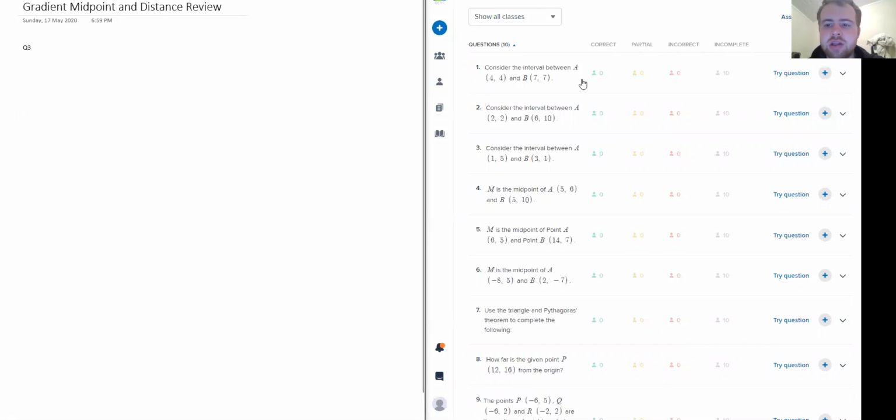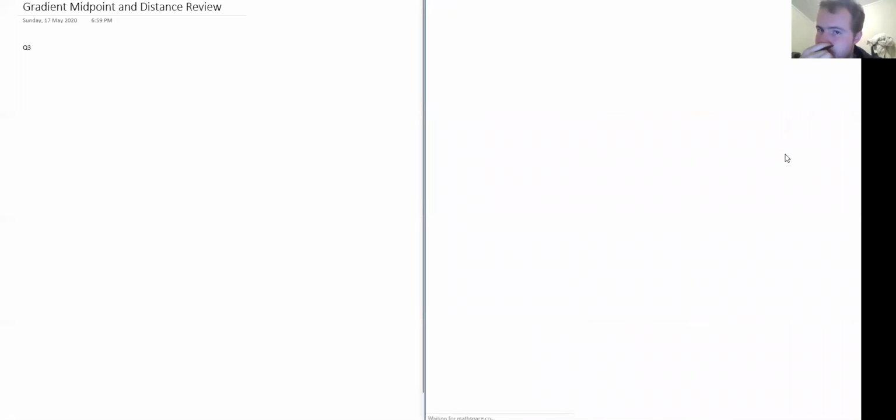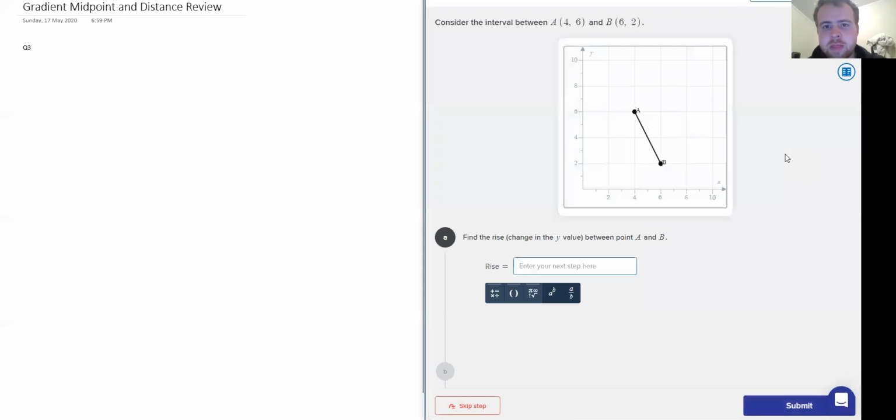So let's try this one here. We're calculating a gradient. Okay. So we have an interval here, 4, 6, and 6, 2, and we need to find the rise first. So remember, the gradient is just the rise over run. So we're first going to find the rise.